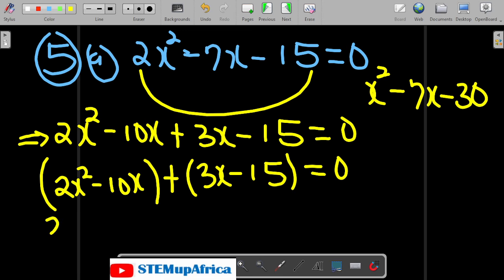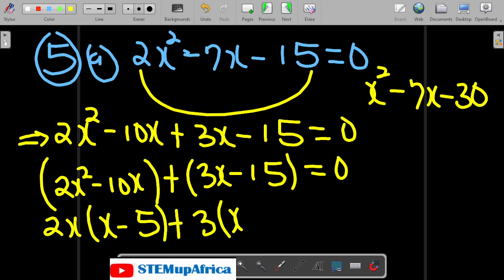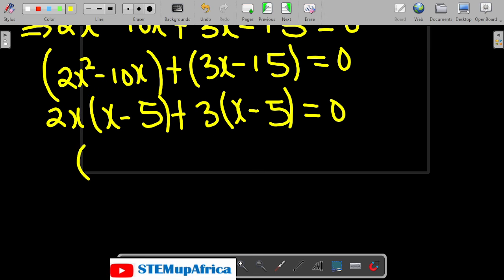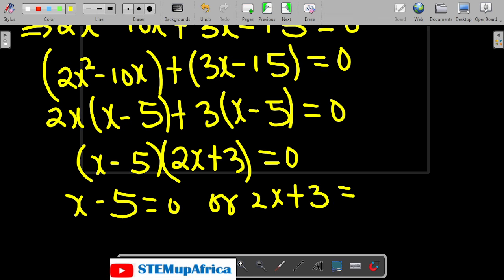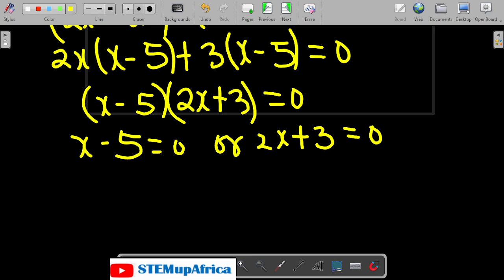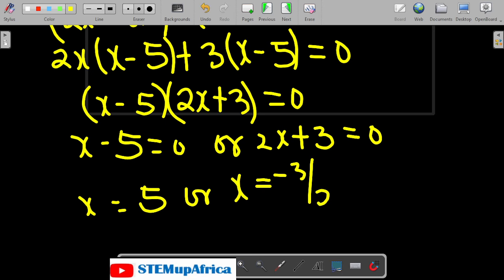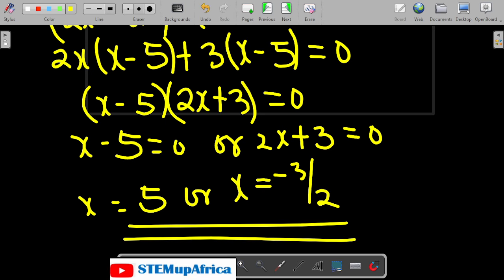So what is common from the front bracket is 2x. Here remains x minus 5. What is common from the second is 3, x minus 5 equals to 0. So I will continue by taking the bracket as 1, which is x minus 5. I will take those outside the bracket, 2x plus 3 is equals to 0. So we can say x minus 5 is equals to 0, or 2x plus 3 is equals to 0. So what do you have from here? My x will give me 5 from here, or x will give me minus 3 over 2 from the second. So this is the solution to question 5a. Let's go to 5b and c.